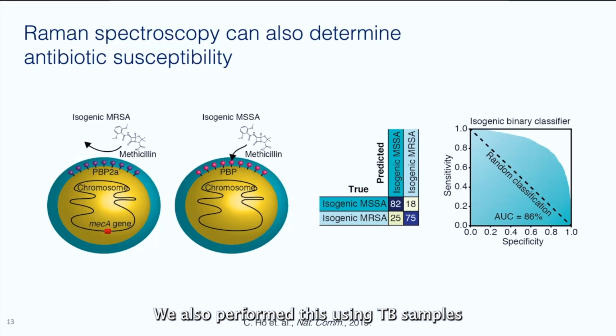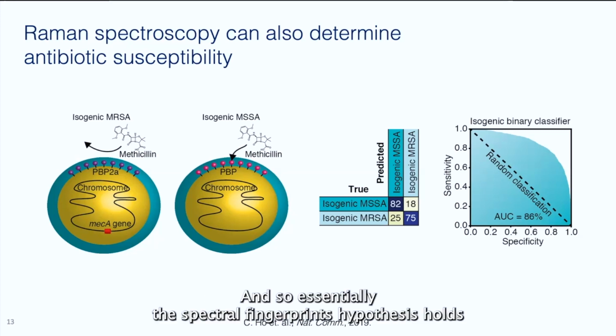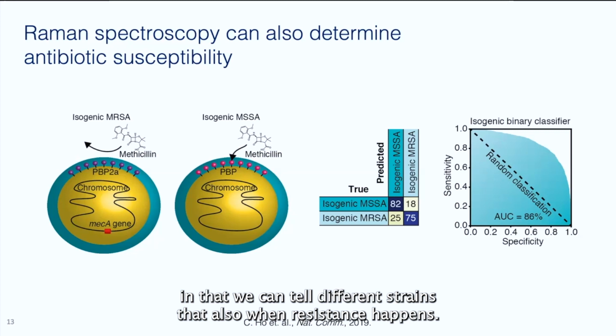We also performed this using TB samples and anti-TB drug resistance, and it still holds true. And so essentially the spectral fingerprint hypothesis holds, in that we can tell different strains apart, but also when resistance happens.